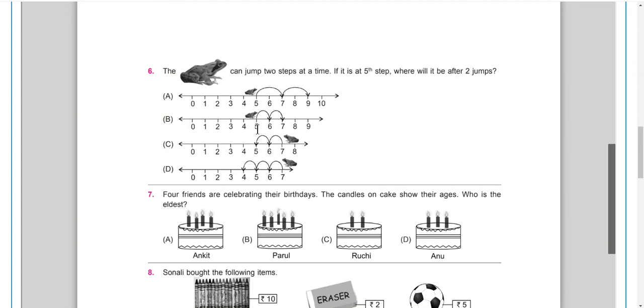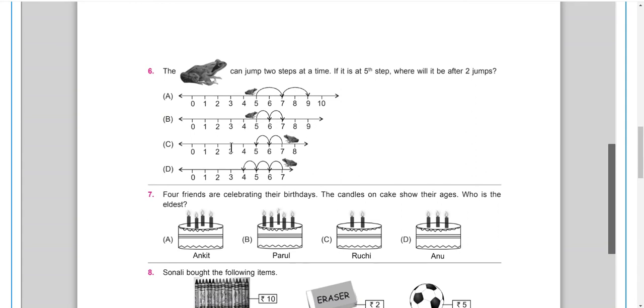Okay, so B, what do you think? The frog is sitting at 5 and after 2 jumps it is reaching 7. So do you think it is correct? No. Why? Because the frog should be at 9, since it should be jumping 2 steps. As per the question, it should jump 2 steps at a time, whereas in this B option it is jumping only 1 step. So this is not an answer.